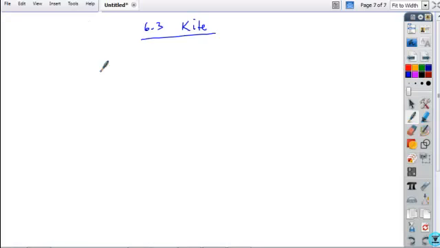Right. So let me talk about a kite. A kite is defined as a quadrilateral that's formed by two distinct pairs of congruent and adjacent sides.